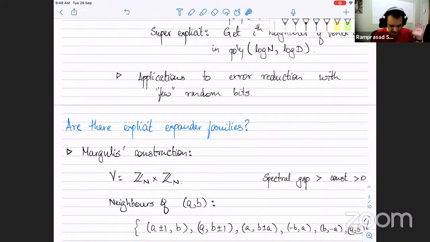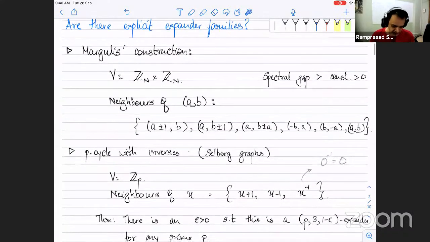The theorem of Margulis, simplified later by Gabber and Galil, showed that the spectral gap is something, that is, there is some fixed constant such that lambda is 1 minus that constant. So this is what we saw, but of course we didn't prove that this was the case. So this is an explicit construction, but the proof is not explicit. The proof is a little complicated.